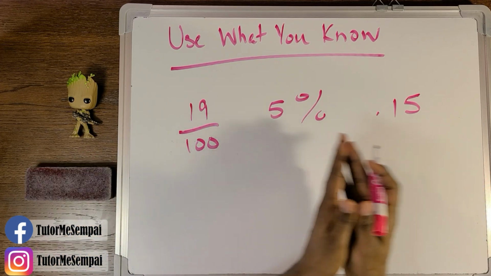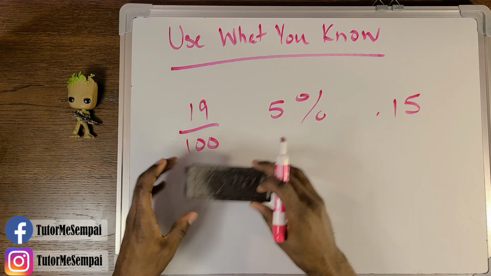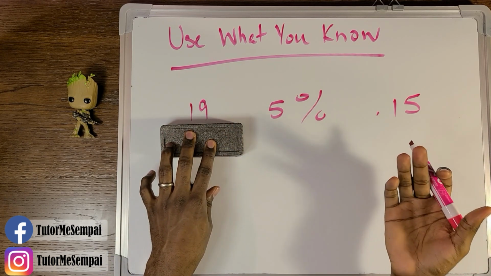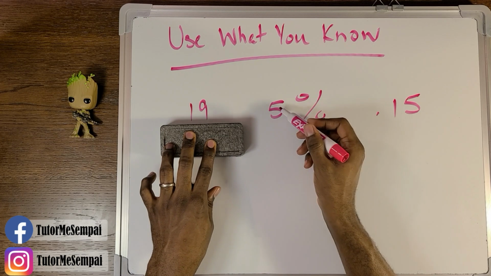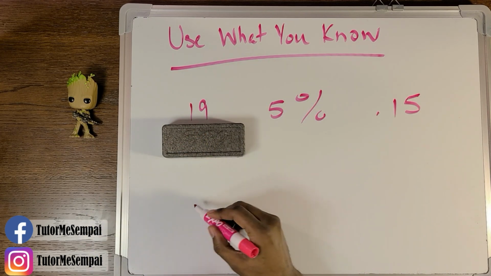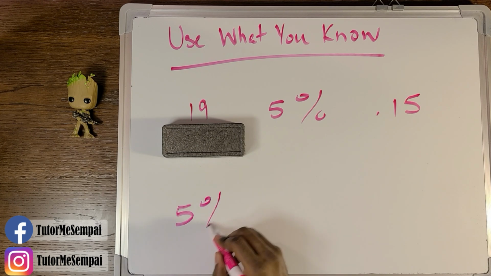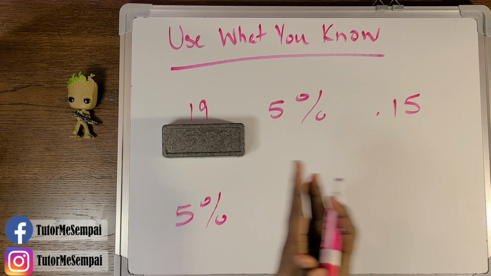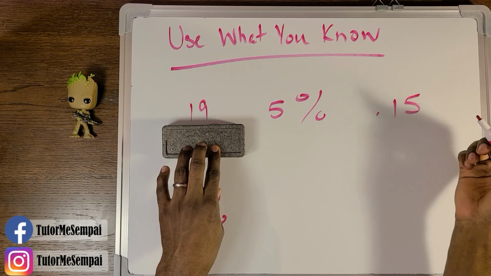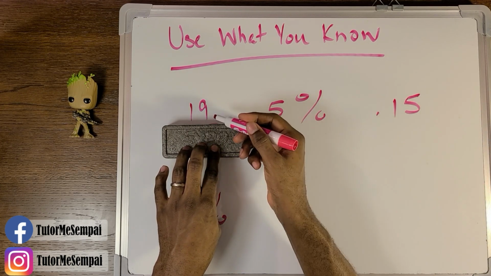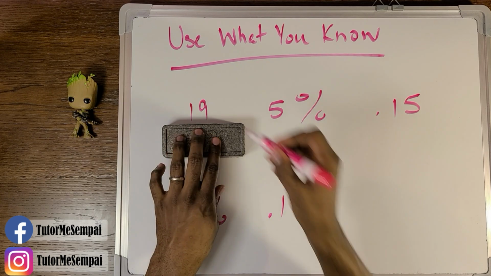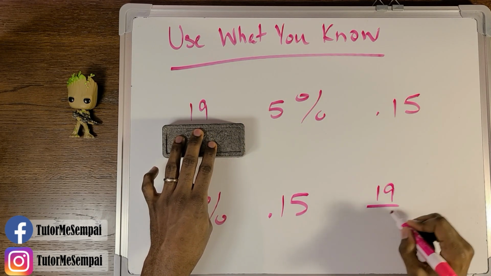So if you're just ordering across the tops by ignoring your 100, which one's going to be smallest and which one's going to be biggest? Is 5 going to be the biggest? No, it's the smallest. So you go ahead and put the 5% first, because we're doing it from smallest to biggest once again. How about 15? Is 15 going to be smaller than 19? Yes. So you put the 0.15, and then you have 19 over there.